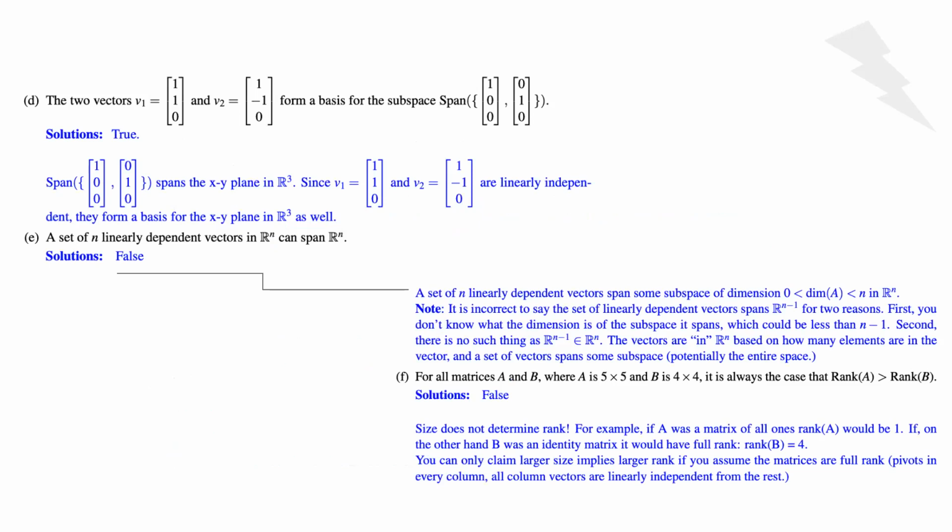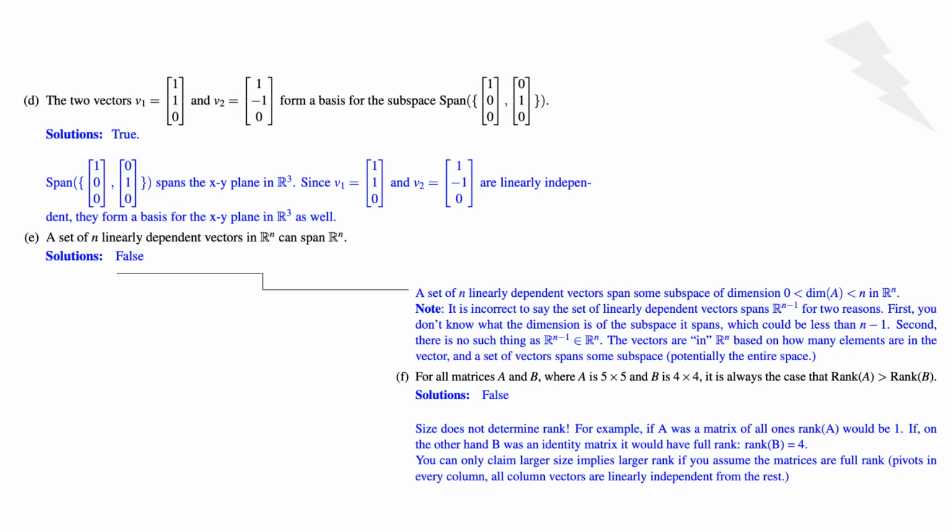Okay, the last question here was: for all matrices A and B, where A is a 5x5 matrix and B is a 4x4, it is always the case that the rank of A is greater than the rank of B. The solution to this question was false. It says that the size does not determine the rank. For example, if A was a matrix of all ones, rank A would just be 1. If, on the other hand, B was the identity matrix, then it would have full rank, so rank B would be 4.